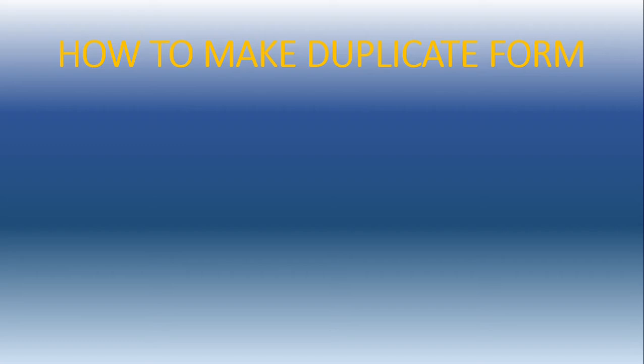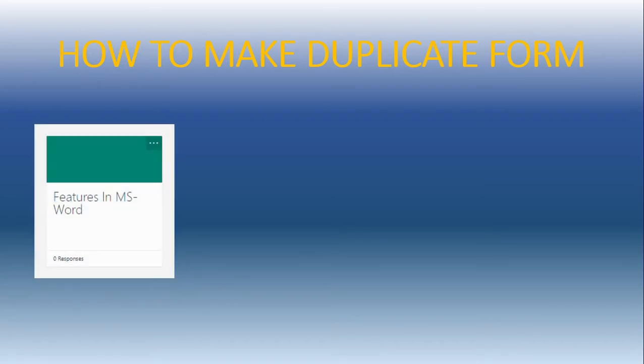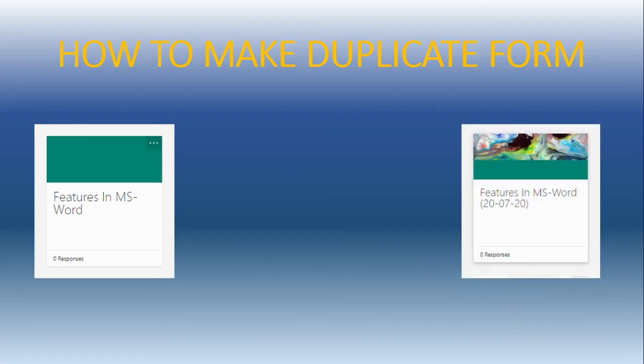Now I have here one form that is "features in MS Word", and I made a duplicate of it, "features in MS Word", and I gave a date, 2720. So both the names are the same, that's why I gave a date here. Now we will see how to make a duplicate form.